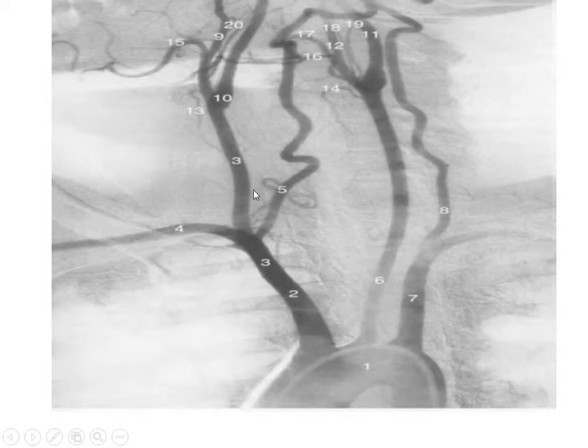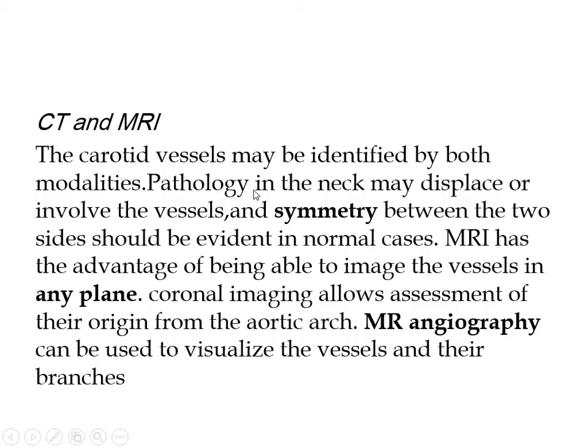Exactly. Okay. Next, CT and MRI: the carotid vessel may be identified by both modalities. The pathology in the neck may displace or involve the vessels, and symmetry between the two sides should be evident in normal cases. MRI has the advantage of being able to image the vessel in any plane and without contrast.